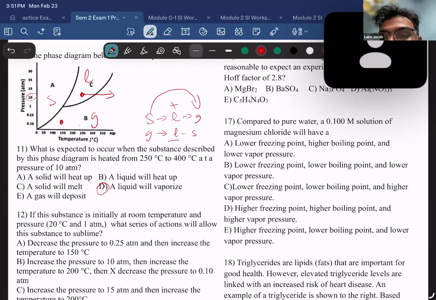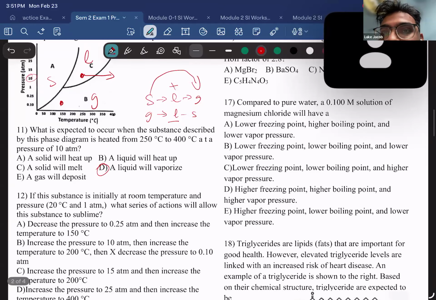So let's see if we can find that. I think A is the right answer, just because this is the only one that says decrease. Everything else says increase pressure. All right, and so that's why I'm going to choose A.